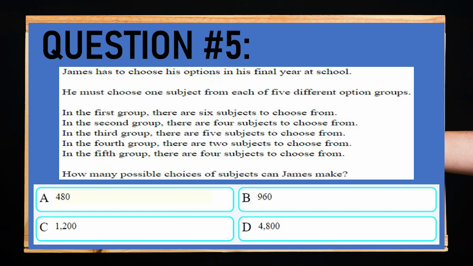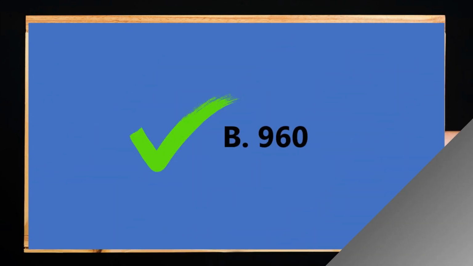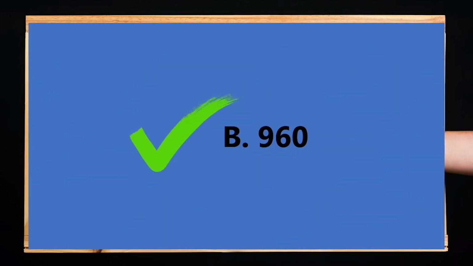Letter A, 480. Letter B, 960. Letter C, 1,200. Or letter D, 4,800. And the correct answer is letter B, 960.